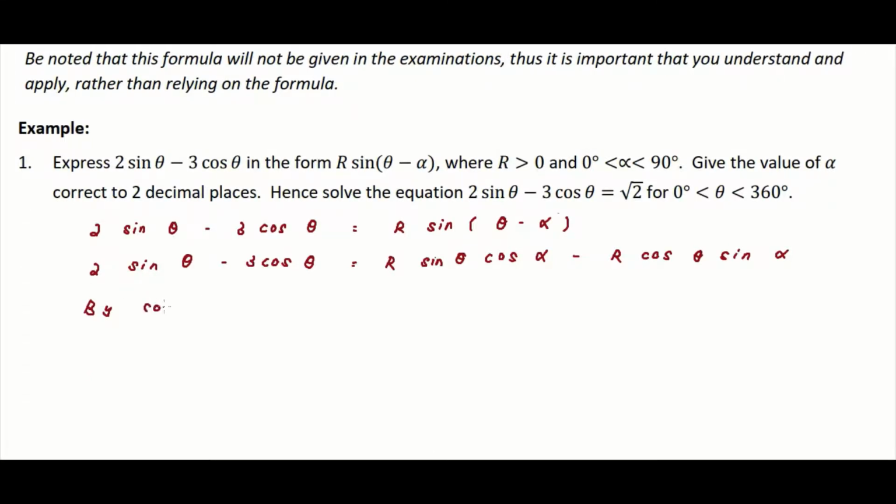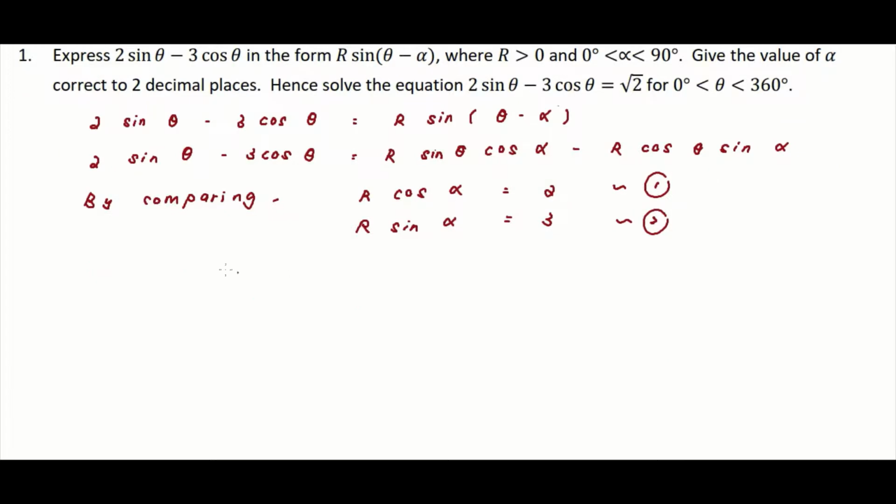All right, then after that you can continue with doing your comparison. By comparison, you can see that for the first term you have sine theta and sine theta, so r cos alpha will give you 2, which is your first equation. Then cos theta and cos theta, meaning r sine alpha, will give you 3. You don't need to write negative because you have a minus sign on both sides. So that's the second equation. Then you can continue: your second equation divided by your first equation.